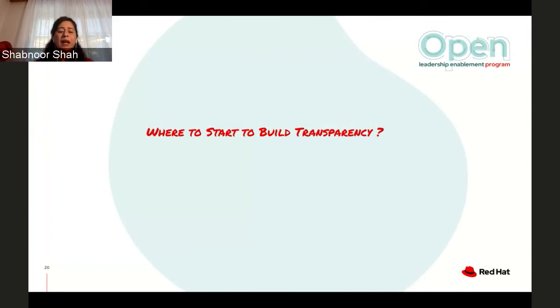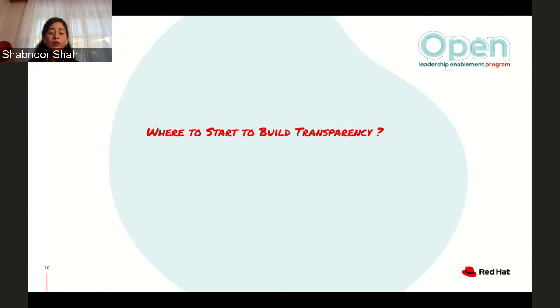So now, we have found that the conversation is relevant and useful, and maybe you're wondering, all these are good things about transparency, and it looks like we could benefit from it. So where should we start? And how could I implement transparency, both at an individual level and at a team level? So this is where we are going next.